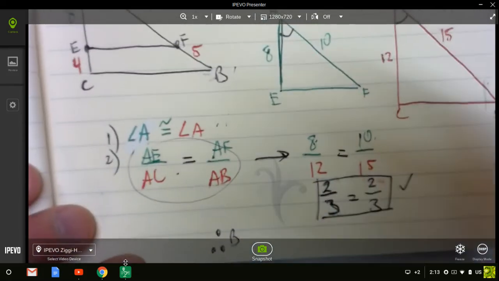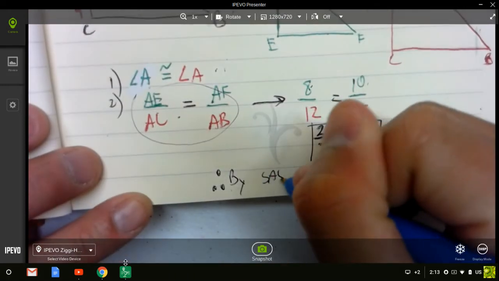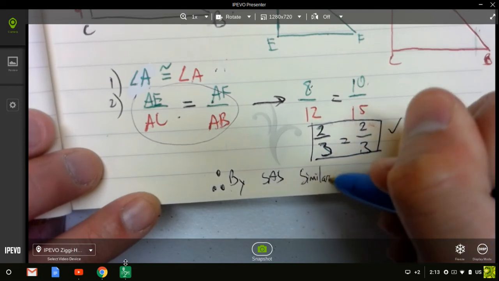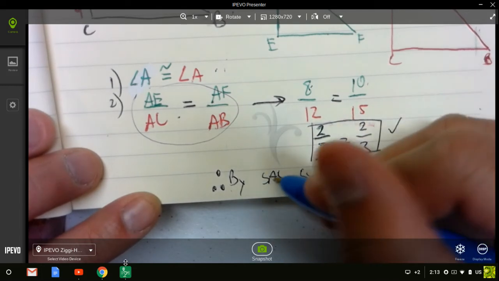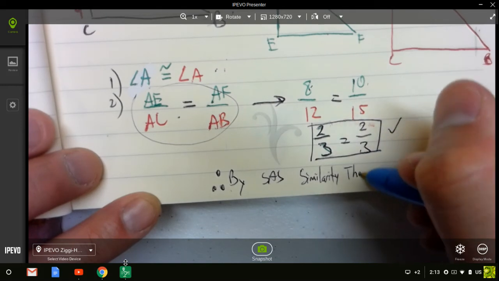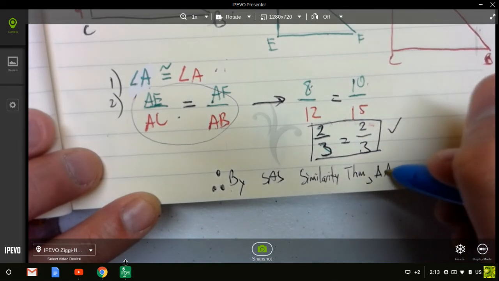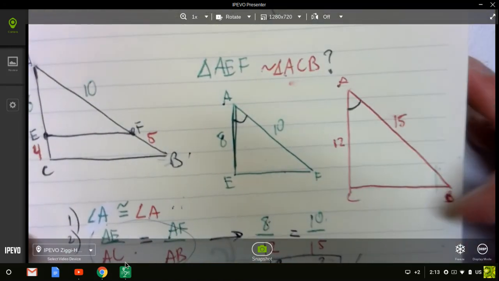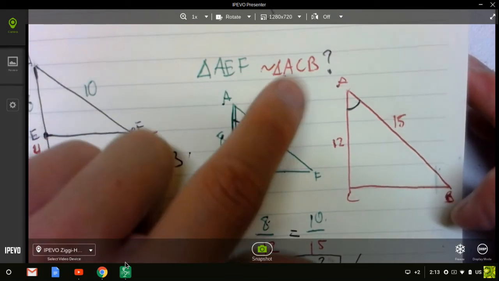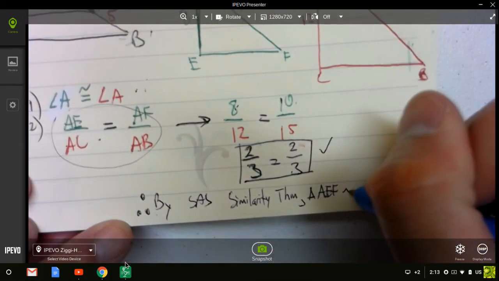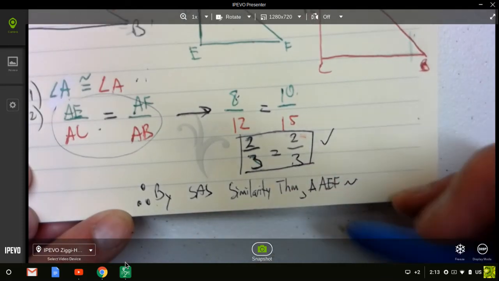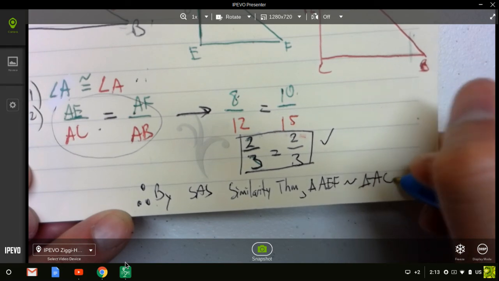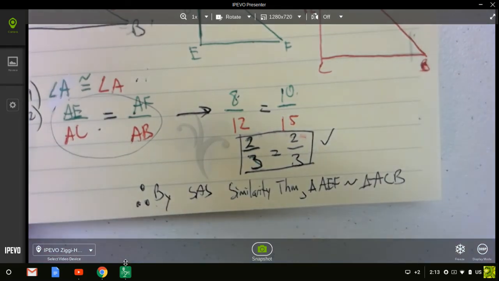in conclusion, by the SAS, that is by definition a side angle side similarity, by this SAS similarity theorem, triangle AEF, like my original question was asking, is triangle AEF similar to ACB? Well, yes, by the SAS similarity theorem, triangle AEF is indeed similar to ACB. Okay, you guys can go ahead and stop and move on to the next part.